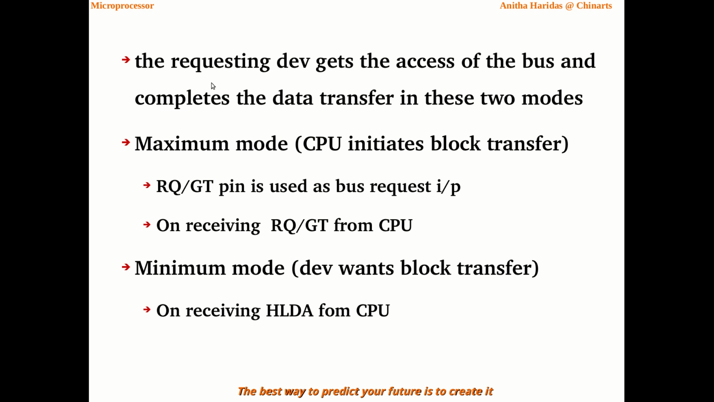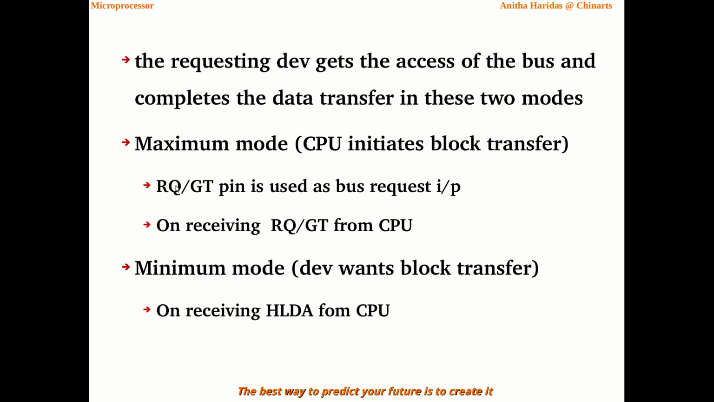Now the requesting device will get access to the system bus, and it will complete the data transfer in two different modes. What are the two different modes in which the DMA controller will perform the data transfer? One is called maximum mode, the other is called minimum mode. When the CPU is initiating the block transfer, that means the CPU wants to read some data from the block device, then you call it maximum mode.